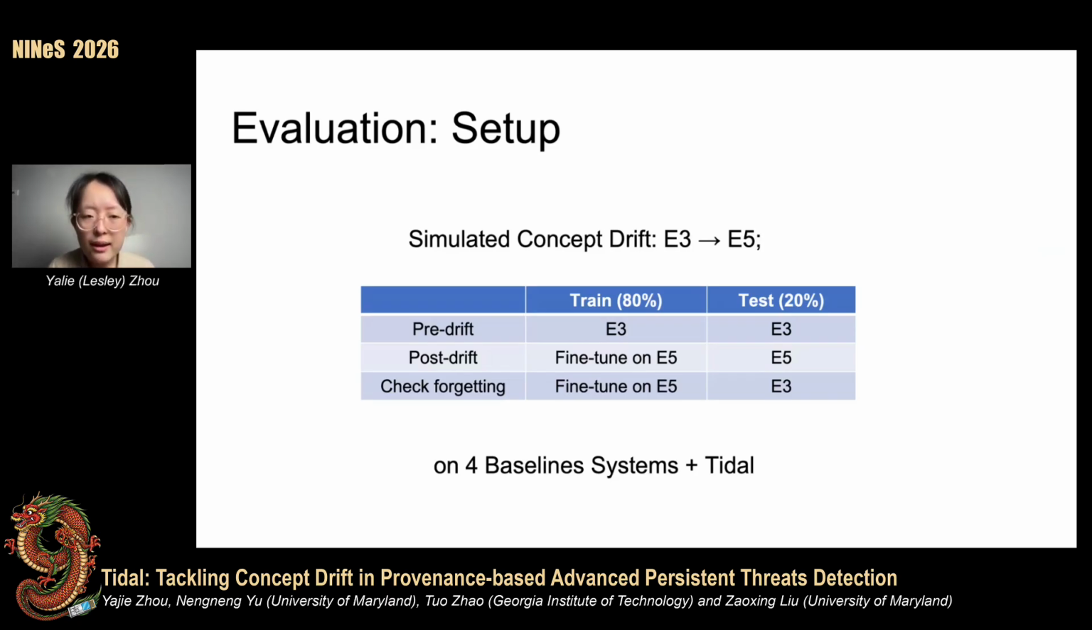And then in the end, we also want to check if the post-drift model actually forgets the previous knowledge. So with the fine-tuned model on E5, we also want to test it on the original E3 data we have to see the performance. And for all of these settings, we run them on both Tidal and 4 baseline systems, including both signature-based and anomaly-based.